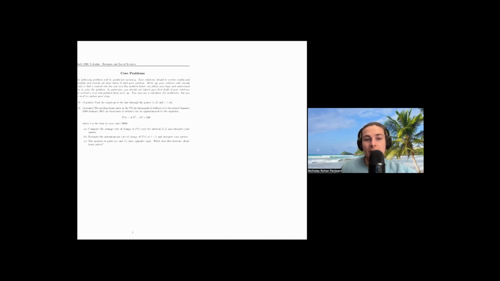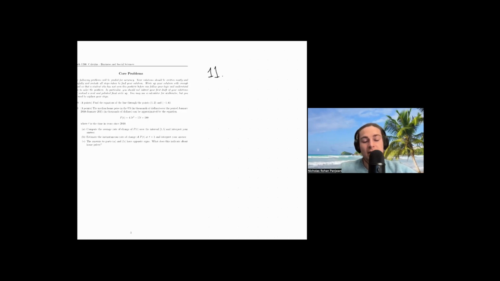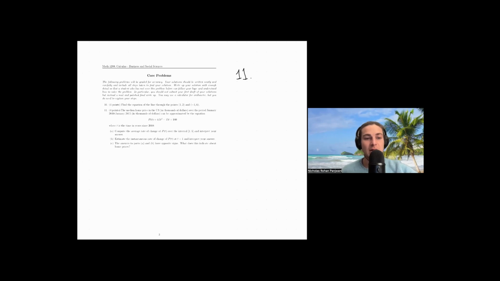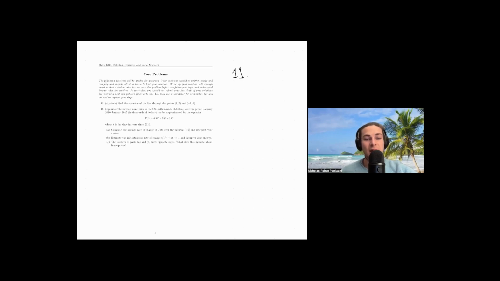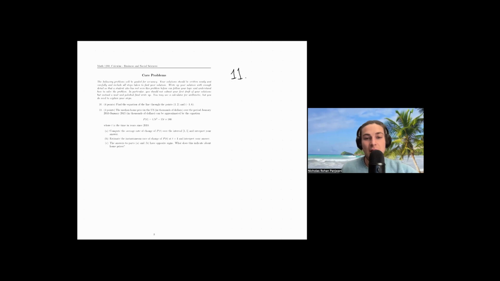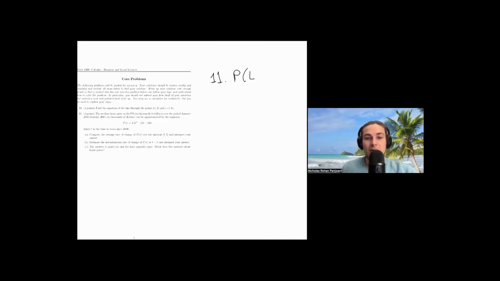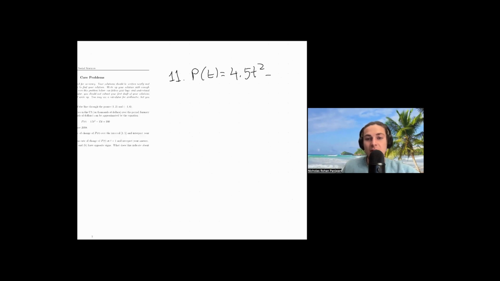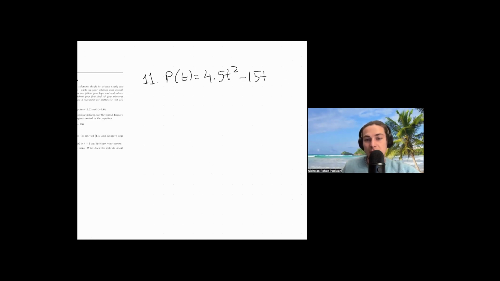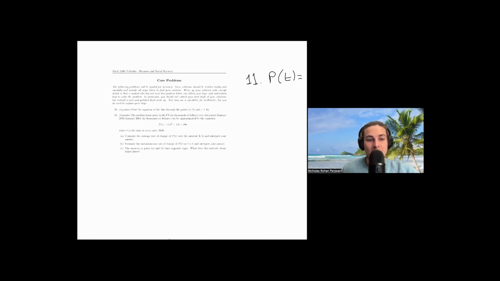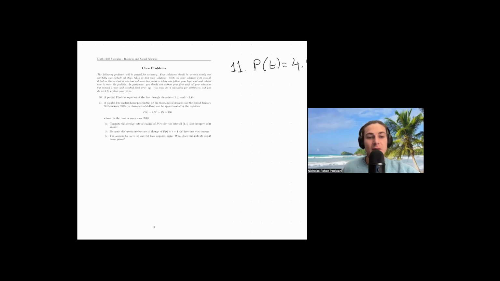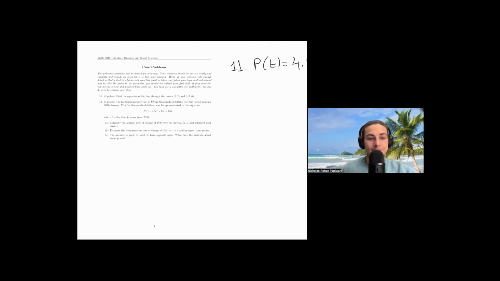Number 11. And just a note here, I'll save this note for the end, because we're almost done. The median home price in the U.S. in thousands of dollars over the period January 2010 to January 2015 can be approximated by the equation P of T equals 4.5 T squared minus 15T plus 180, where T is the time in years since 2010. Compute the average rate of change of P of T over the interval 1 to 5 and interpret your answer.